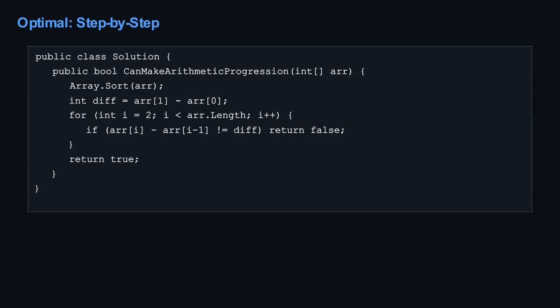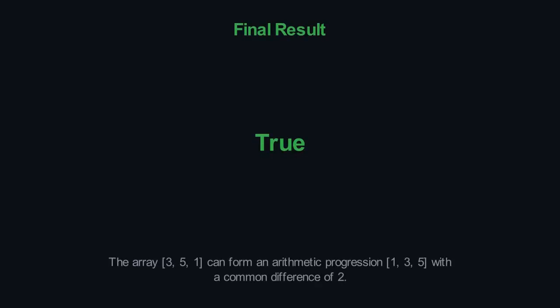Now we loop. For i equals 0, we expect 1 plus 0 times 2, which is 1. The set contains 1. For i equals 1, we expect 1 plus 1 times 2, which is 3. The set contains 3. For i equals 2, we expect 1 plus 2 times 2, which is 5. The set contains 5. All expected elements are present. Since all elements generated by the arithmetic progression formula were found in our original array, we return true. The array 3, 5, 1 can indeed form an arithmetic progression, 1, 3, 5, with a common difference of 2.